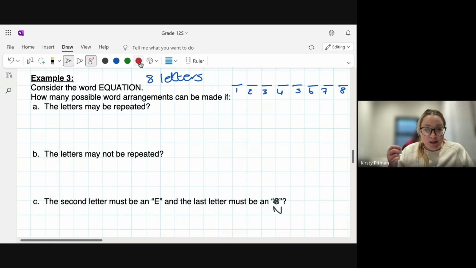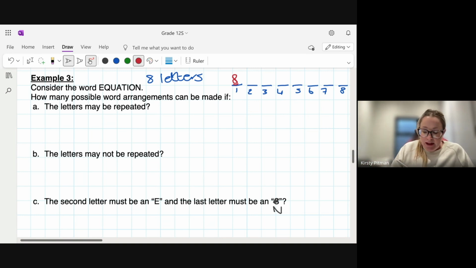If I have 8 letters altogether, and there's 8 placeholders altogether, how many options do I have for space 1? So how many letter options do I have for space 1 altogether? What's the total number of letter options? Good. Nice. Okay, I have 8 possible options. I have the E, the Q, the U, the A, the T, the I, the R, and the N.